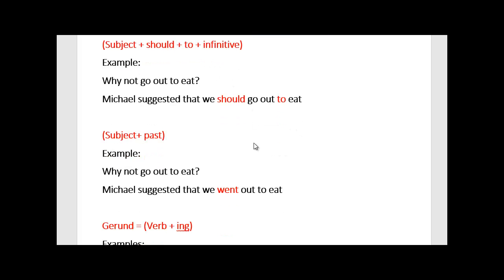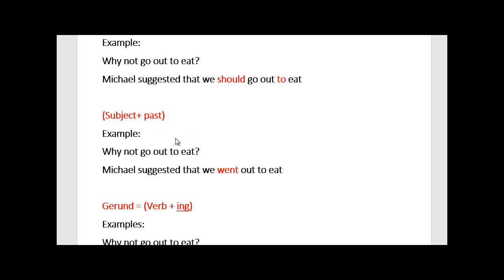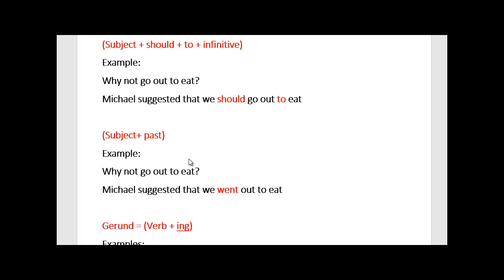Another example, subject plus past. "Why not go out to eat?" Here is another example with the subject and past. So, "Michael suggested that we went out to eat." So went, out to eat, plus infinitive again. We use the past here. Instead of go, we used went.